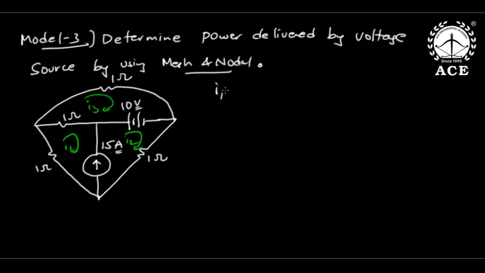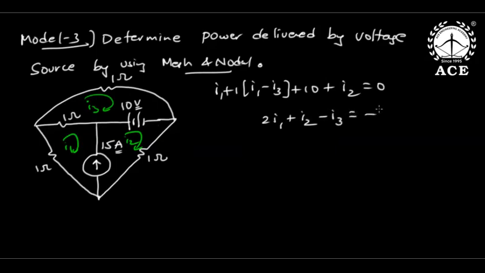First, 1 into I1 plus 1 into I1 minus I3 plus 10 plus 1 into I2 equal to 0. So this is 2I1 plus I2 minus I3 equal to minus 10.